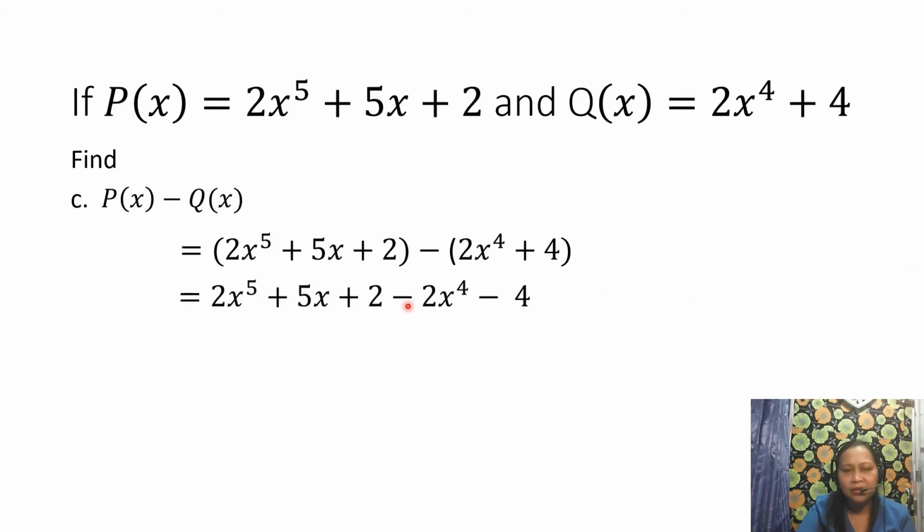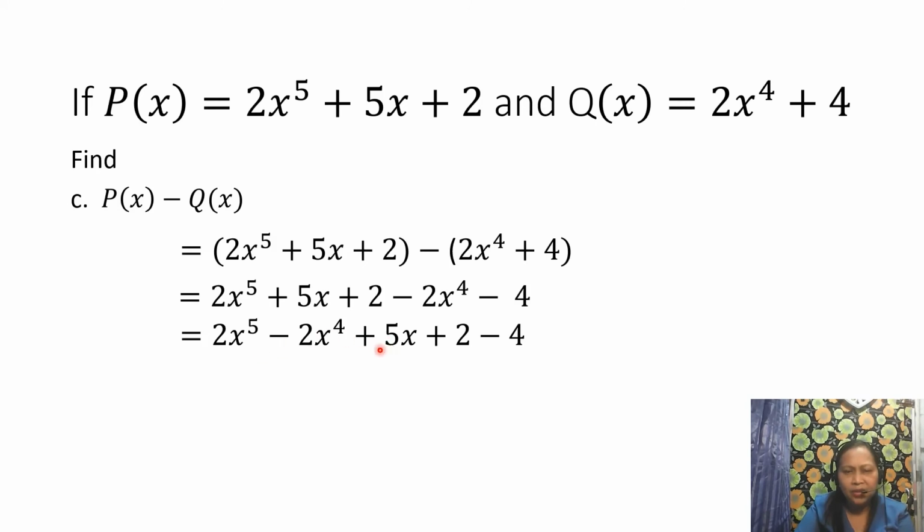So copy 2x raised to 5 plus 5x plus 2. So 2x raised to 4 becomes negative 2x raised to 4, and positive 4 becomes negative 4. Why? We will just multiply the minus sign to each term inside the parenthesis. That's why the signs of 2x raised to 4 and 4 are all negative. So combine like terms.